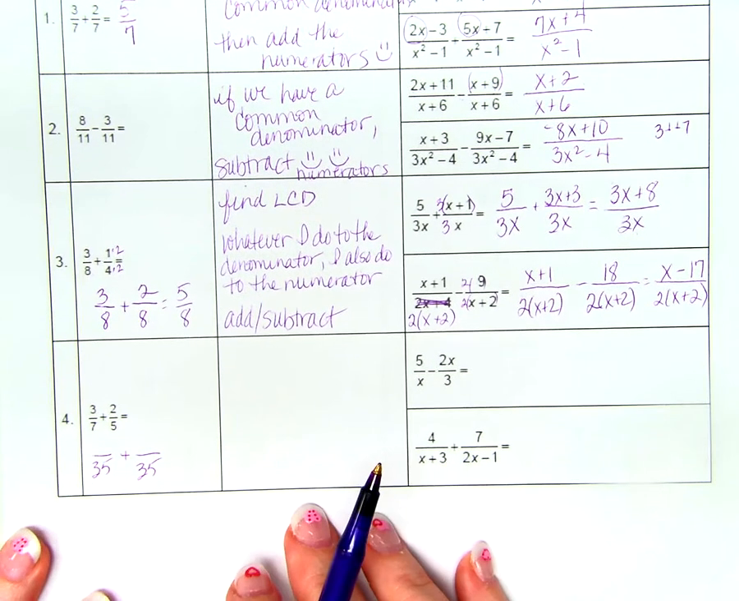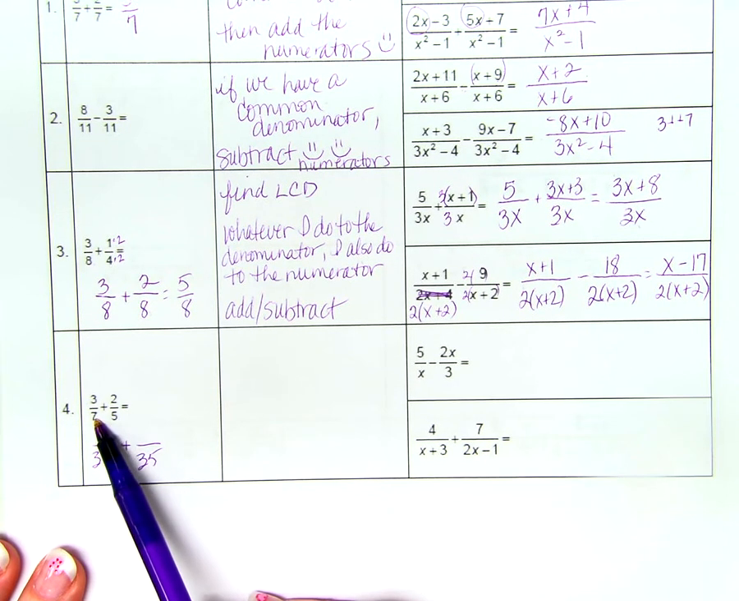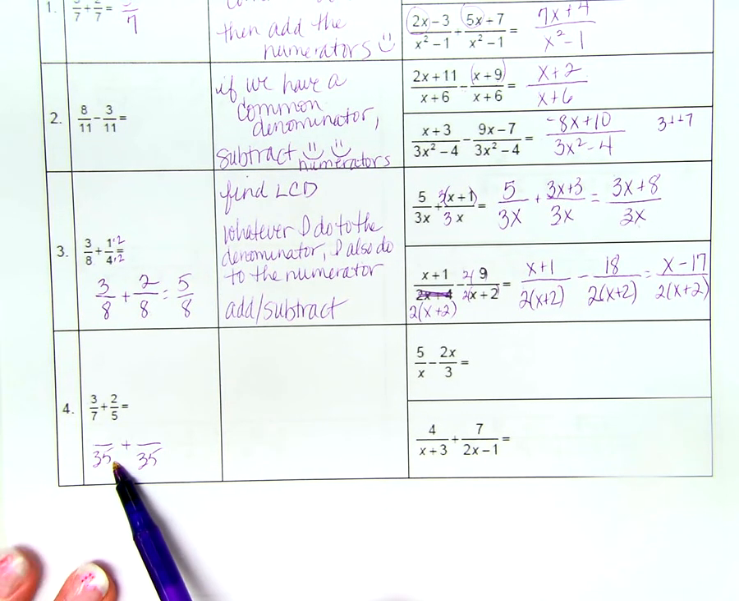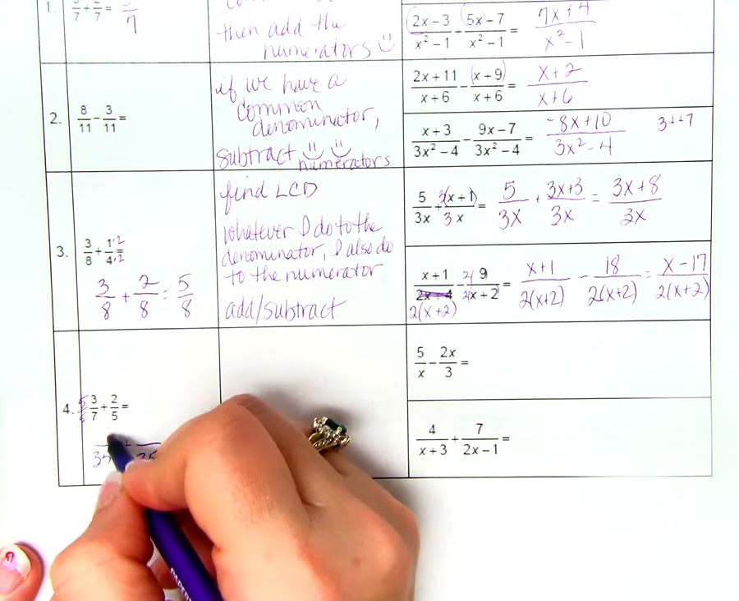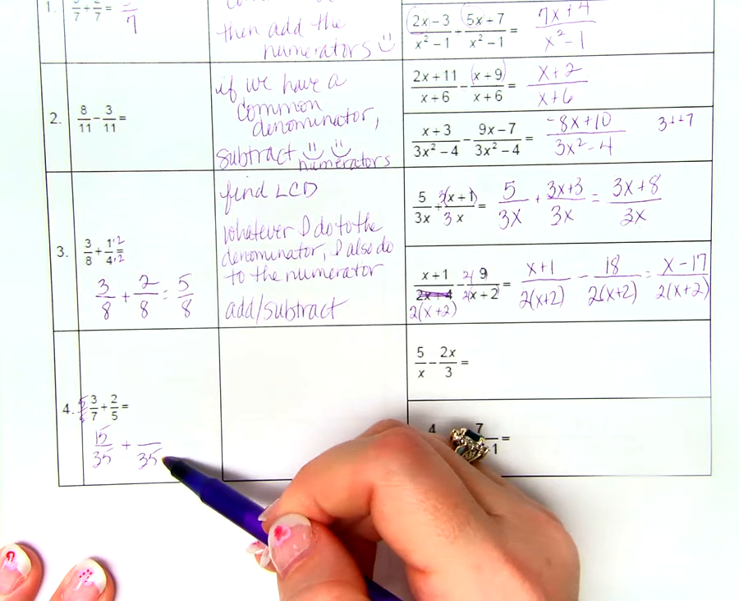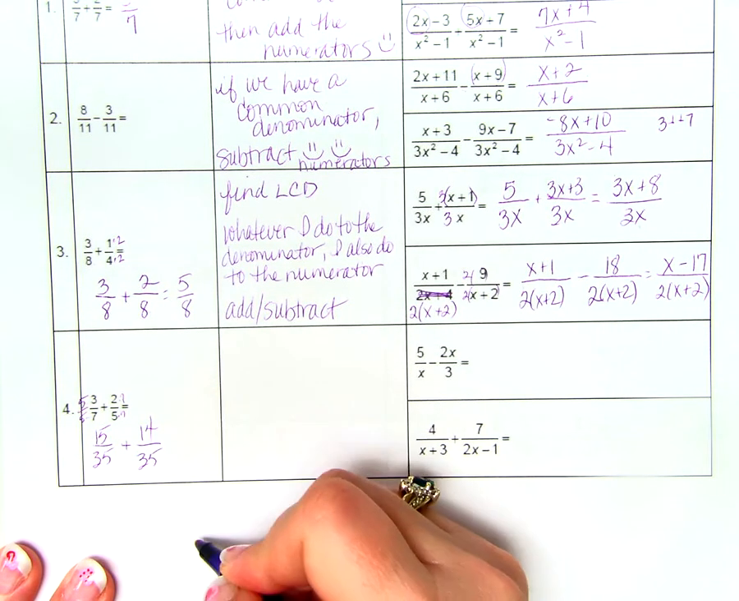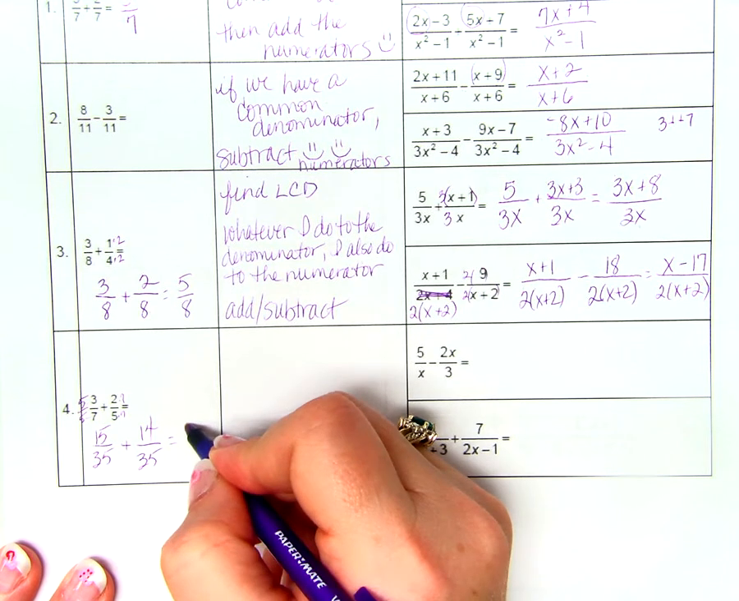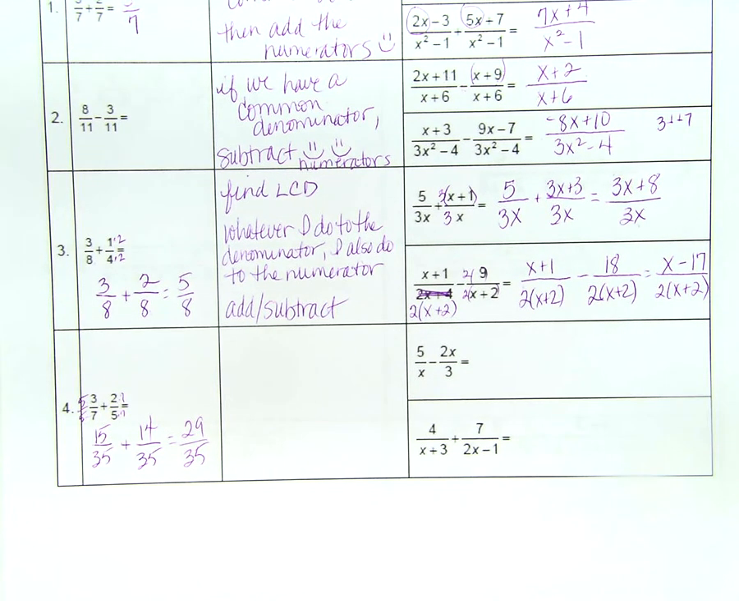Draw myself a little pattern. So this was 7, now it's 35, so I've got to multiply by 5, so that's 35 and that's 15. This used to be a 5 and now it's a 35, so I've got to multiply by 7, so 14 equals 29 over 35. Excellent. So what kind of steps are we going to write here?